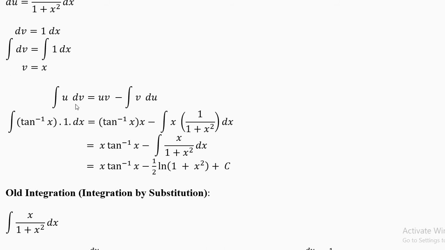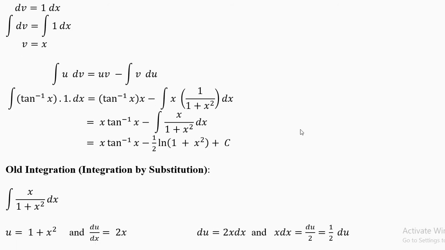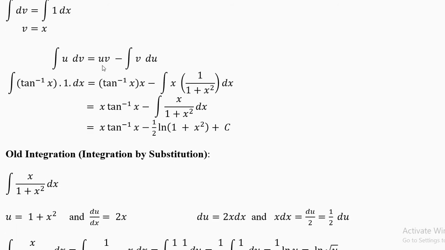Now integration of u dv equal to uv minus integral v du. You have to remember this formula very clearly. You have u equal to tan inverse x, v equal to x, write x on the left, you get x tan inverse x. Minus integration of v du, v equal to x, and du equal to 1 over 1 plus x square dx. Copy the full thing.